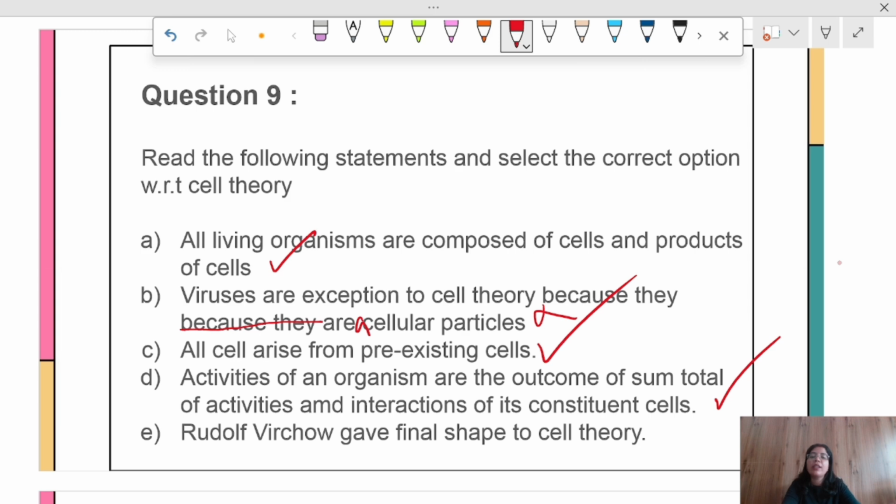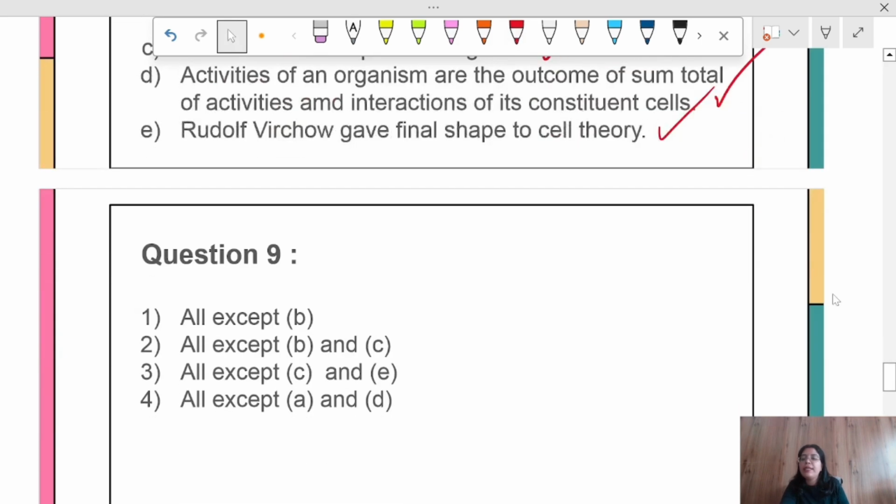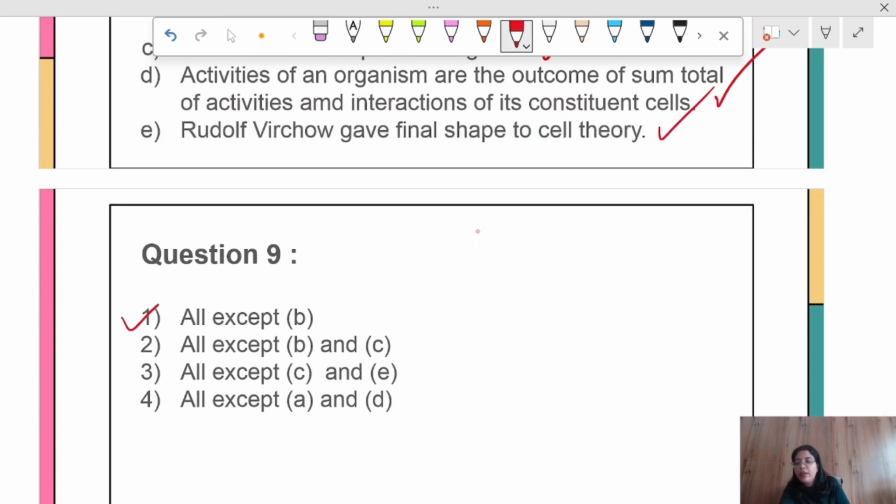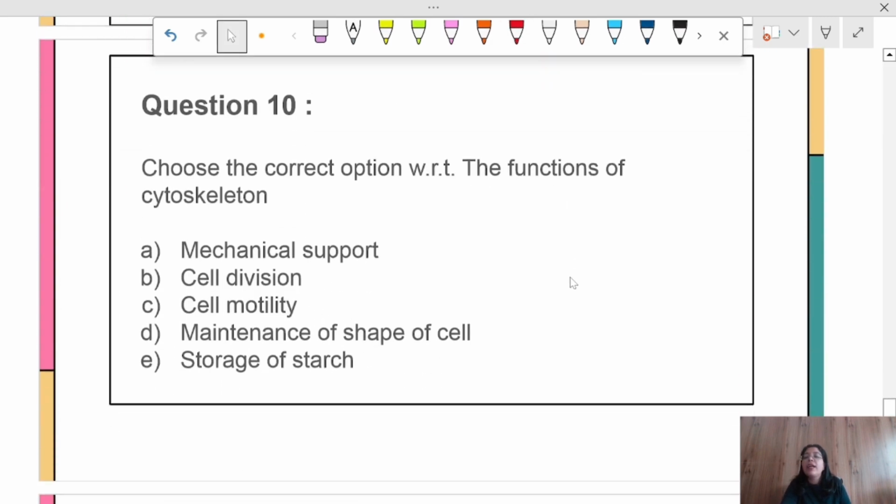Rudolf Virchow gave final shape to the cell theory. Yes, correct. Okay, so how many are correct? A is correct, B is wrong, C is correct, D is correct and E is correct. So A, C, D, E. Or we can say except B, all are correct. Okay, then last question.